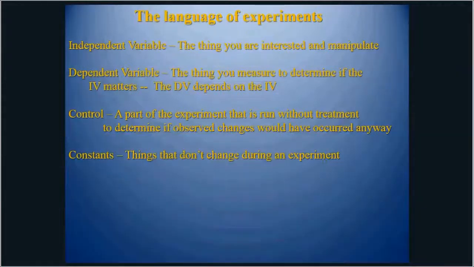Your constants are everything that you don't change, that you keep the same for every single group: the type of soil, the type of plant, how much water they get, how much light they're exposed to, the temperature they're grown in, the amount of fertilizer they get, etc. You want to keep all those things the same so that the only thing that's different for all these is the color of light they're being exposed to, so you know that your results are valid.